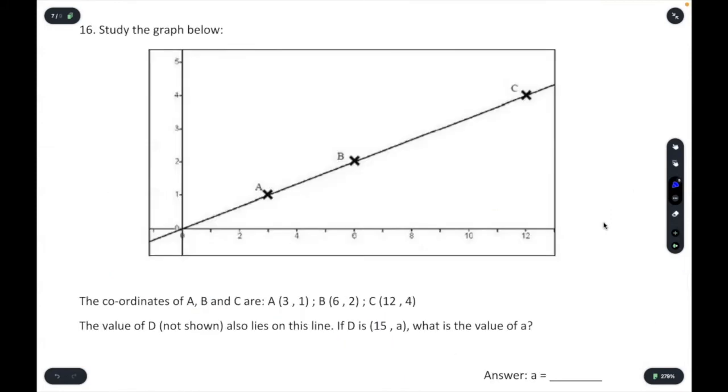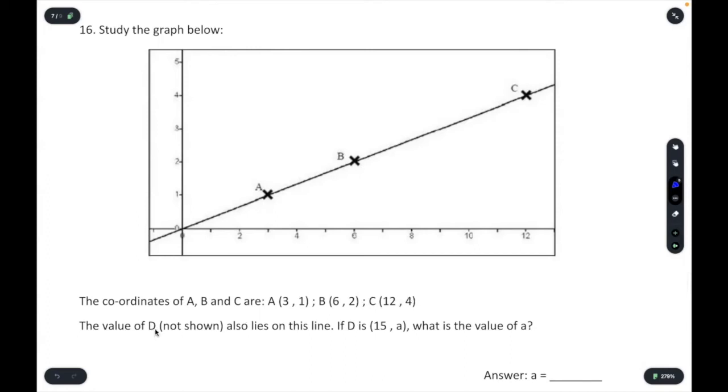16, study the graph below. The coordinates of A, B, and C are shown here. Let's start with the coordinate of A. The coordinate of A is 3, 1. That means 3 on the x-axis or the horizontal axis and 1 on the y-axis or the vertical axis. So this is 3, 1. B is 6 along, 2 up, and C is 12 along, 4 up. All of that matches with what they've said here.